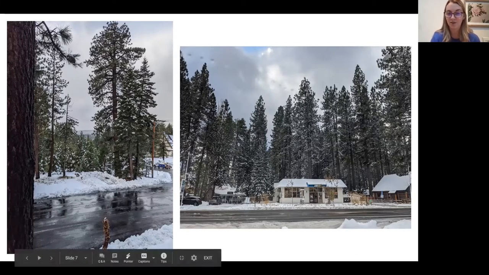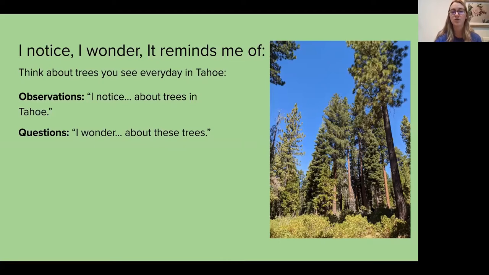So you can see in this photo here, this is the subway in Kings Beach, and you can see how much taller these trees are that surround our subway. So those are just a few things that I have observed or noticed, and I'm sure that there are many, many more observations that you can make. But we're going to move on to questions.